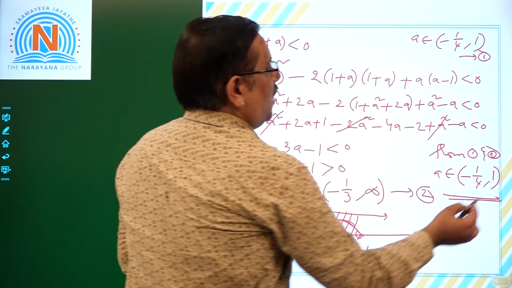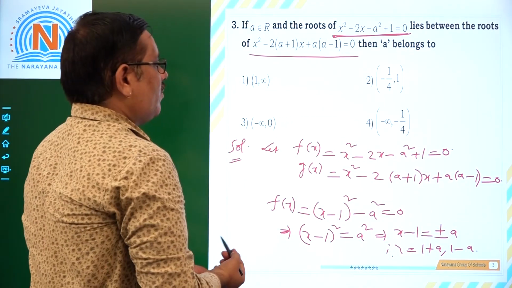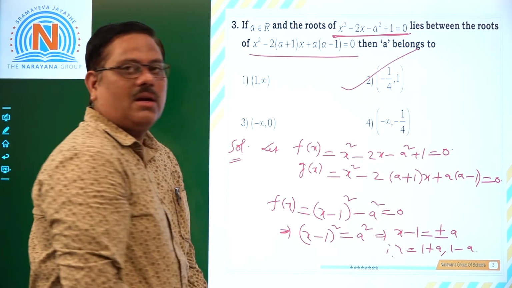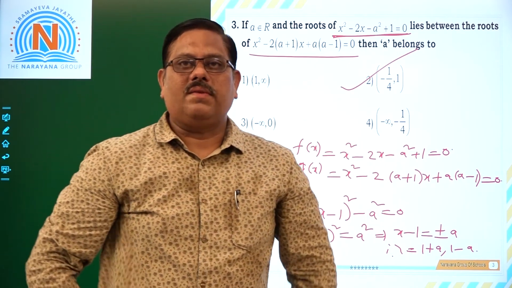Out of the given options, minus 1 by 4 to 1 is nothing but the second option. So that is the right answer for this question.